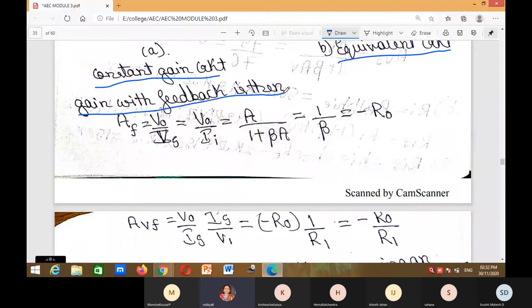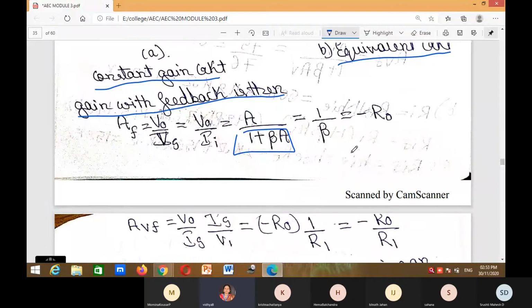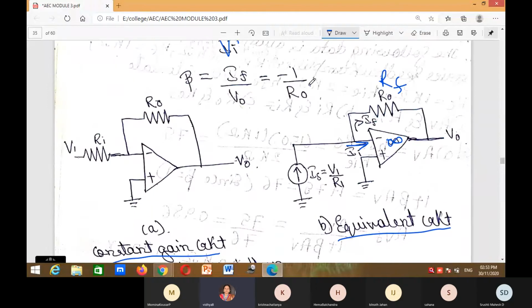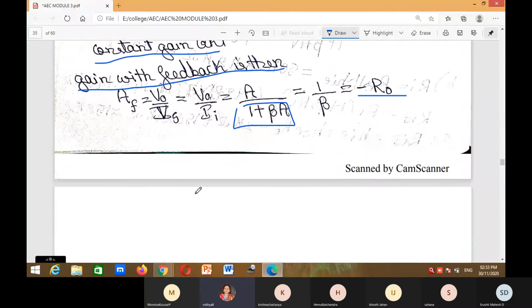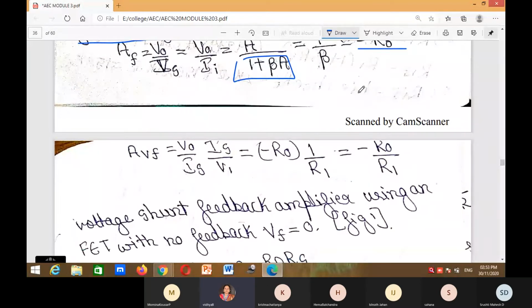Gain with the feedback is Af is equal to V naught divided by Is, that is equal to V naught divided by Ii, that is equal to A divided by 1 plus beta A. Here the beta A terms get cancelled, so we get 1 divided by beta, but 1 divided by beta value is minus R naught. So Af is equal to minus R naught.